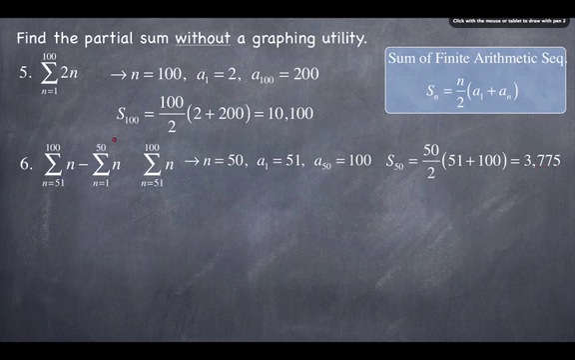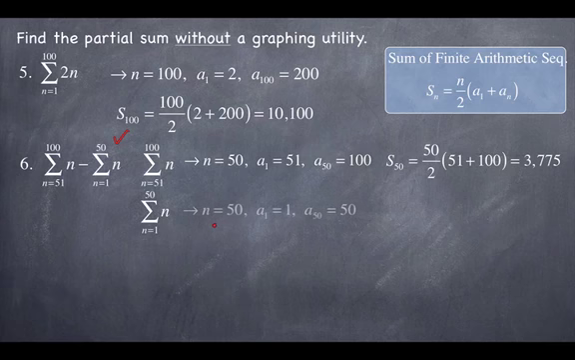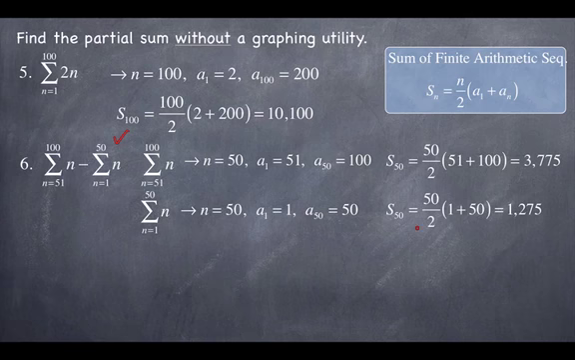Now let's compute the second one. Very similar to number 5 and the first part of 6. This is what you get for the n, the a sub 1 and the a sub 50. Plug this information into the formula. You get the following. And don't forget that we're subtracting these two sums. That's why the answer is 2,500.